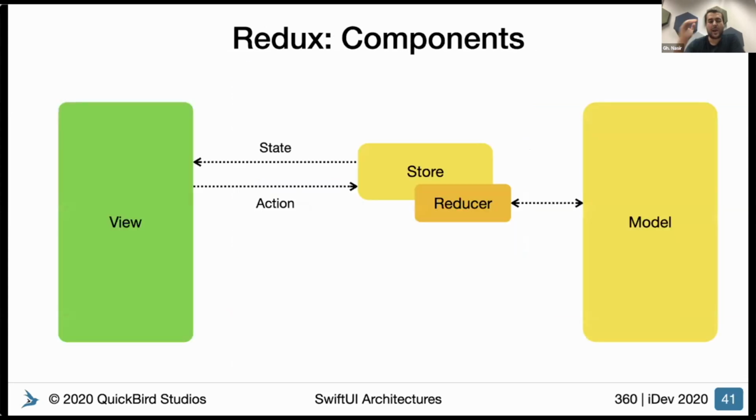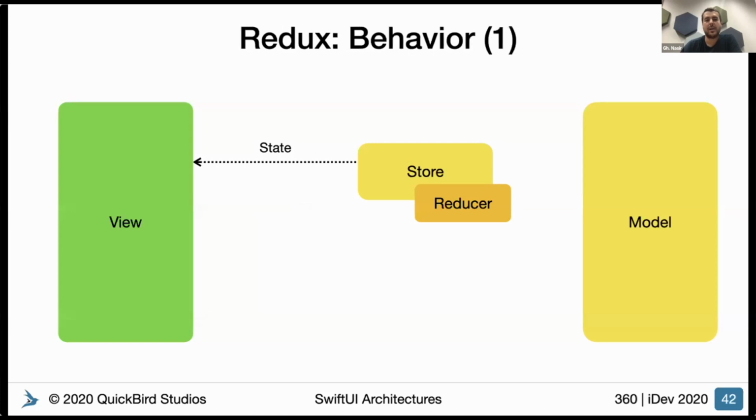First, we have the view, and we define some store that is used throughout the whole app. We just inject it as an observed object, and that store has a reducer, and that reducer is using the model to do some changes, and then updates the state of the store. So let's go through one of those actions, essentially.